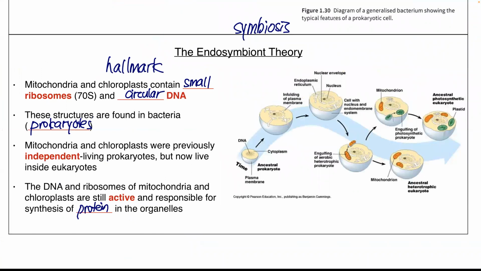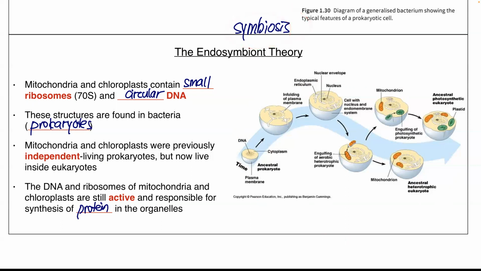So this is the endosymbiont theory, which I have mentioned. As we learned before, mitochondria and chloroplasts are unique in eukaryotic cells in the sense that they contain 70S ribosomes and circular DNA, which are not normally present in eukaryotes. As I mentioned before, they were initially independent living prokaryotes, which at some point came to live symbiotically with the eukaryotic cells.